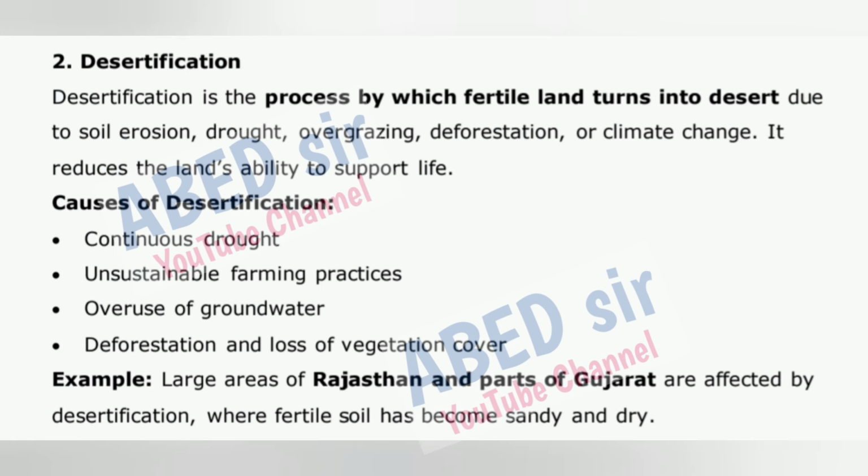2. Desertification. Desertification is the process by which fertile land turns into desert due to soil erosion, drought, overgrazing, deforestation, or climate change. It reduces the land's ability to support life. Causes of desertification: continuous drought; unsustainable farming practices; overuse of groundwater; deforestation and loss of vegetation cover.